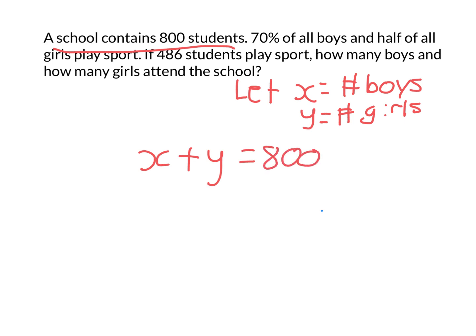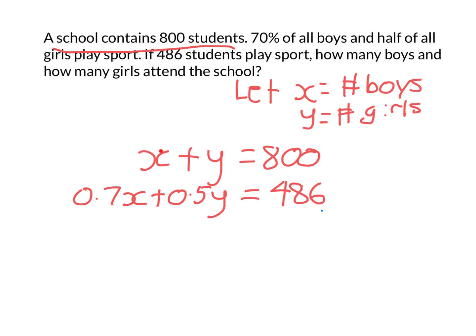The next bit says that 70% of all boys, so 0.7 times x is 70% of x, plus 50% or half of all girls play sport. That adds up to 486 students. We now have two equations with two variables. We solve them simultaneously. You can use graphical, substitution or elimination. I think once again, elimination is going to be easier here.